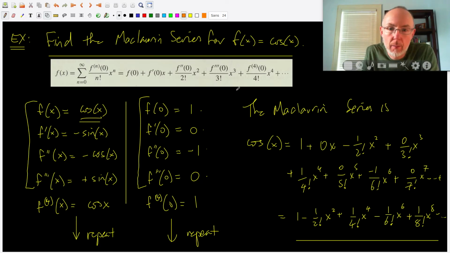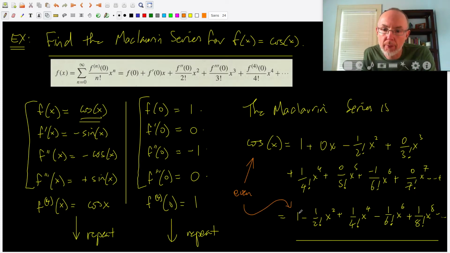And remember, what we know about cosine is this is an even function. Think of the graph. It's reflection symmetric around the y-axis. Well, this is an even polynomial. It's written in terms of even powers of x: x to the 0, x to the 2, x to the 4, x to the 6. The very fact that this is even tells us that these need to be even powers of x. If you think about sine as an odd function, that means sine must be written in terms of the odd powers of x.